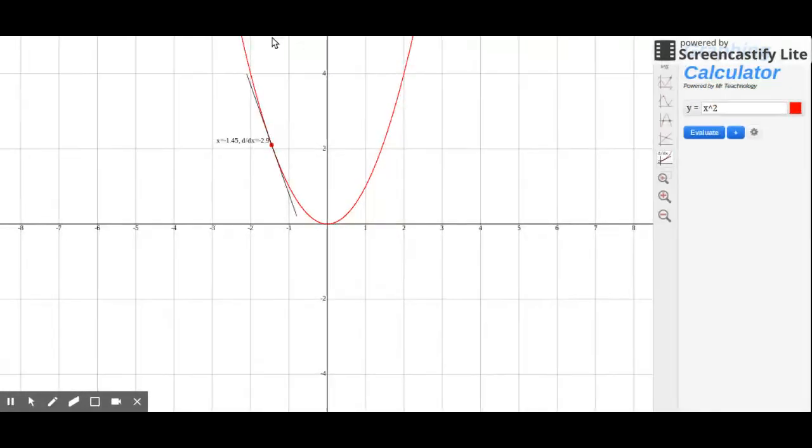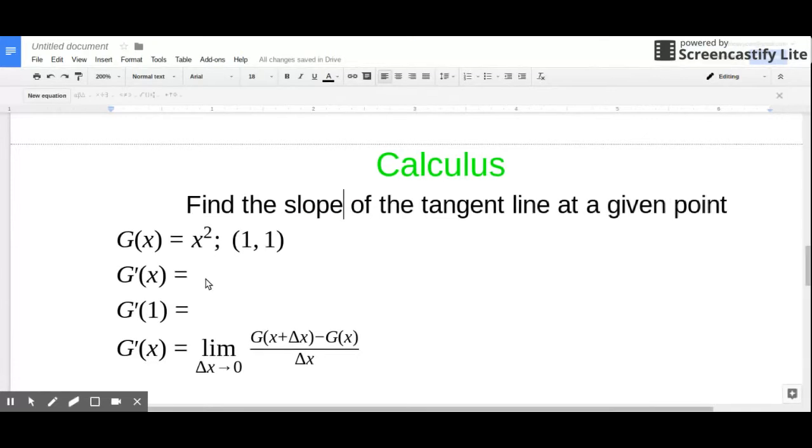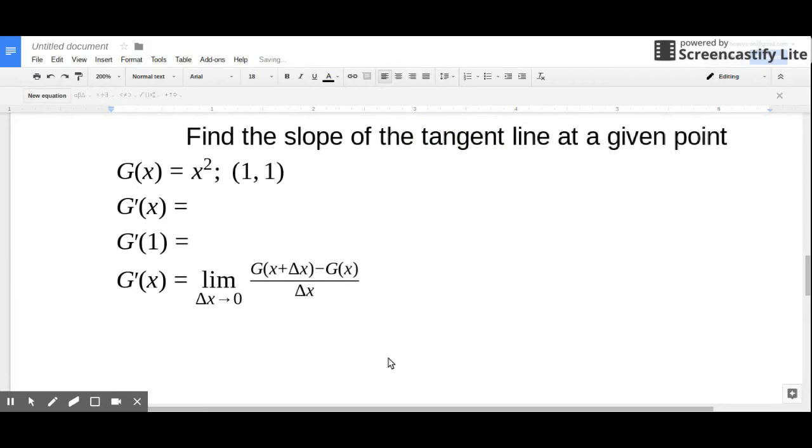Okay, let's get back over and get started. All right, so we're looking for g prime of x. We're going to be using the definition here of the limit, provided the limit exists. First thing we're going to be doing is looking for this.